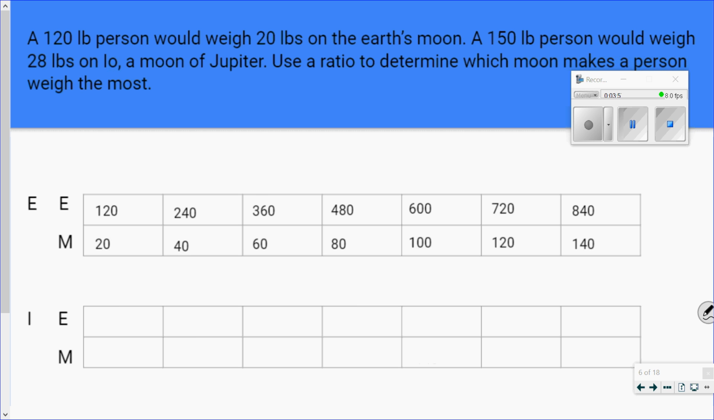Now we're going to work on the second one. So a 150-pound person would weigh 28 pounds on Io. So what would be the first values in here? We got Maddox. 150. And? 28. There you go. All right, who's got the next one?